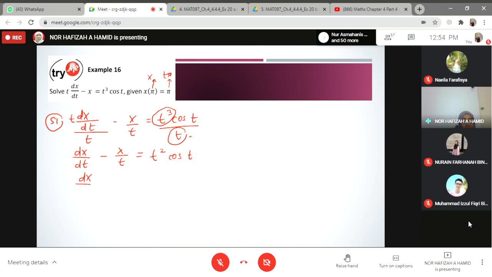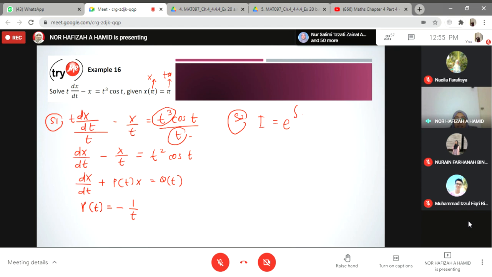So kita ada dx over dt plus with p(t)x equal to q(t). Okay. Lepas tu saya nak you determine what is the p(t). So p(t) is equal to negative 1 over t. Next to you punya p(t). Next we move to step 2. Step 2 determine integrating factor.